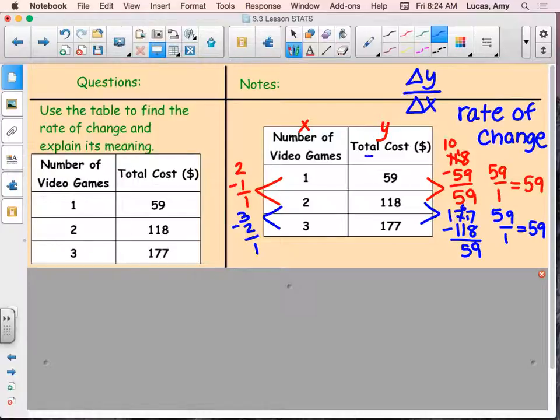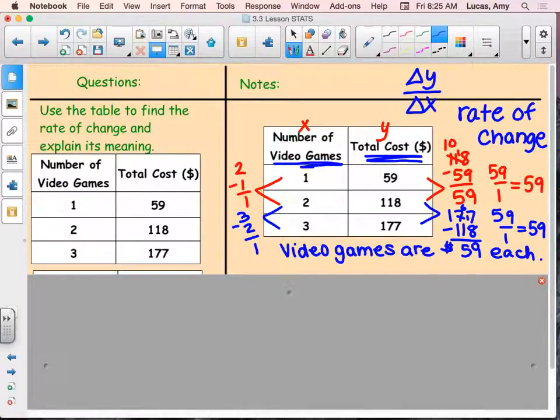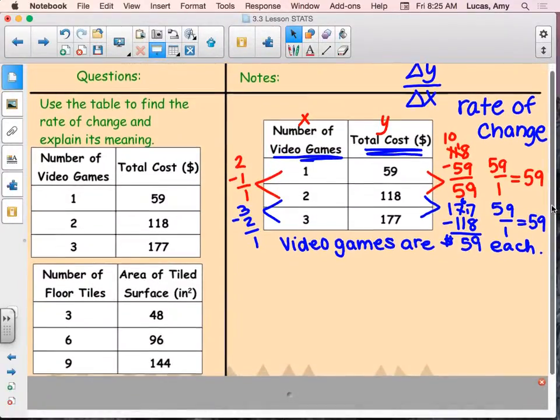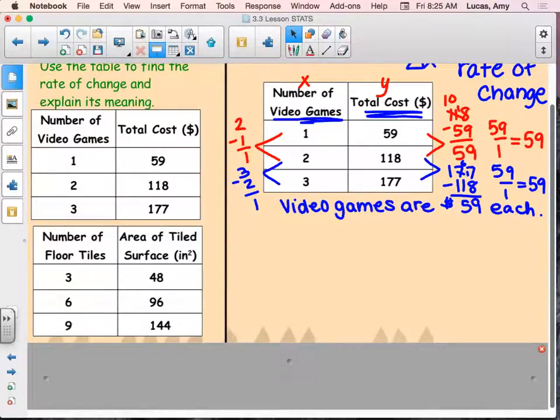That 59 represented the total cost, and it was for a number of video games. So what this is telling me is that the video games cost $59 each. So as I was buying one more video game, the total cost was going up $59 each time. So video games are $59 each. That's the meaning. Okay, my next situation, I'm going to do the same thing.